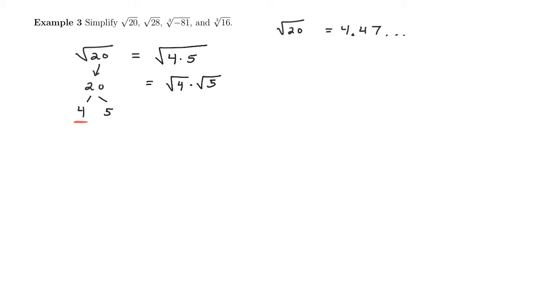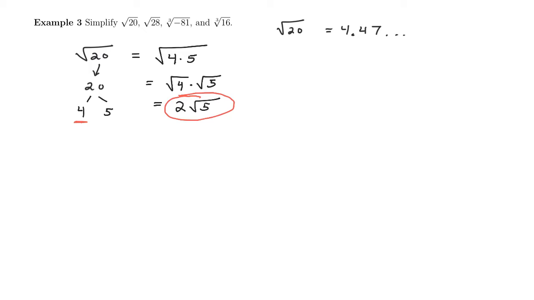I can break that apart if I'm dealing with a product. And the square root of 4 is 2. The square root of 5, it's going to be a mess. It's going to be a decimal, but I've now changed it to a more simplified number. So this is my final answer.